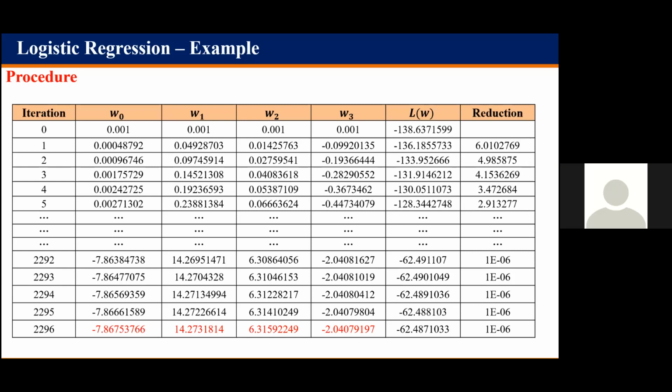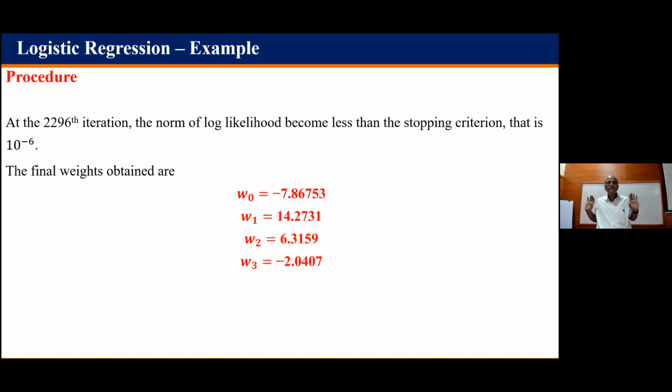Very good. So at the end of some 2,200 iterations, we got all these values and it is converged. At the 2296th iteration, W0, W1, W2, W3 are like this: 7, 14, 6, minus 2.